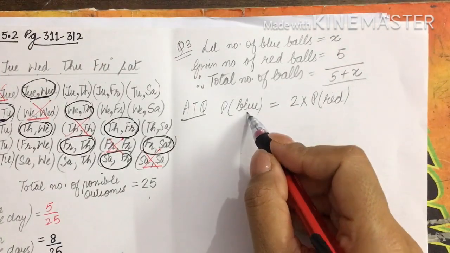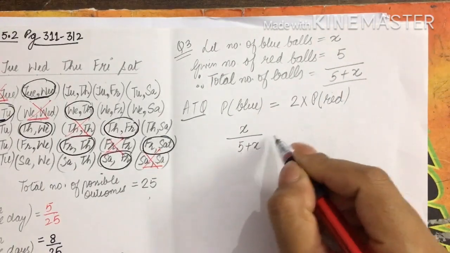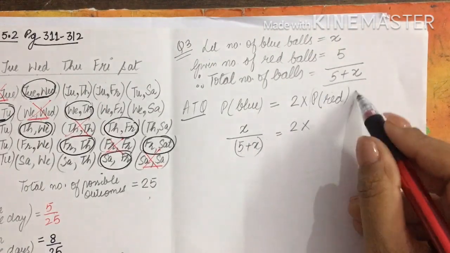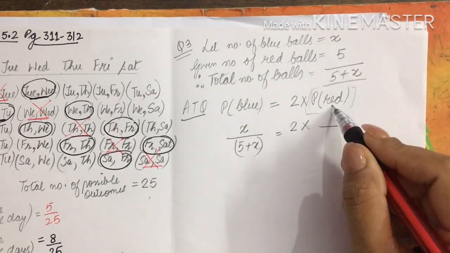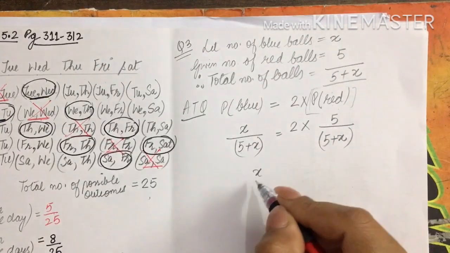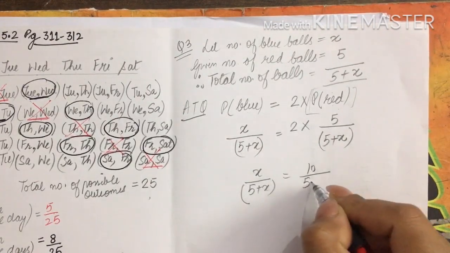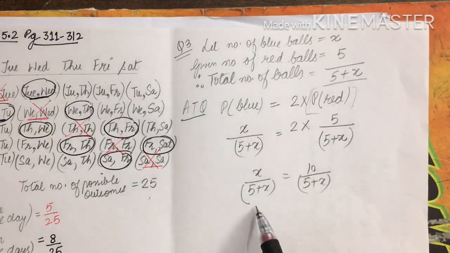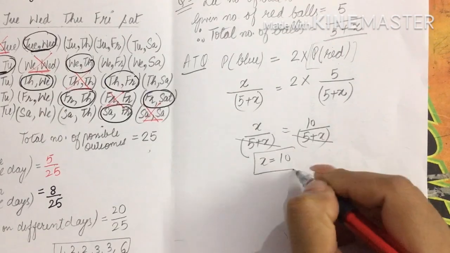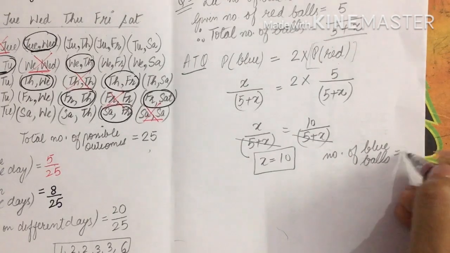Let's write down for blue ball. Number of blue balls is x over total 5 plus x. Then 2 multiplied with probability for red ball. So number of red balls is 5, and the total will be in the denominator. So this becomes x over 5 plus x equals 10 over 5 plus x. We have the same denominator on both sides. This will get cancelled. x comes out to be 10. So the number of blue balls is 10.